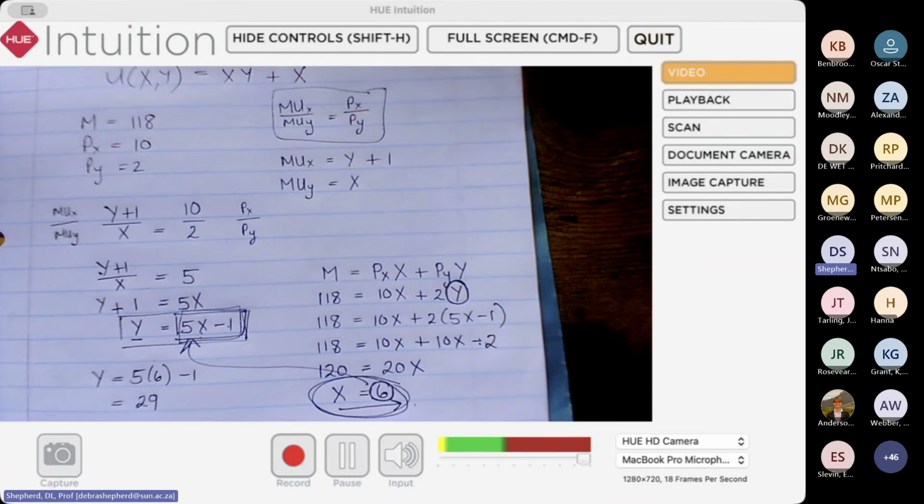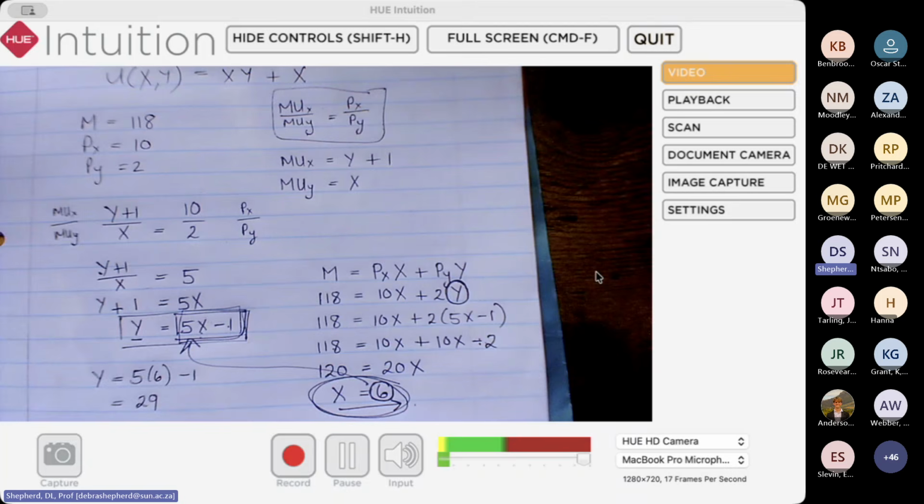Okay, I see a thumbs up. I'll just see if anyone wants to mention anything in the chats. Otherwise, we can move on to another question.